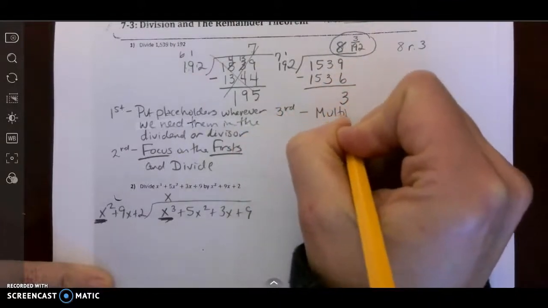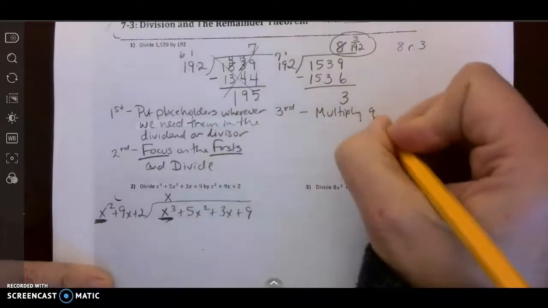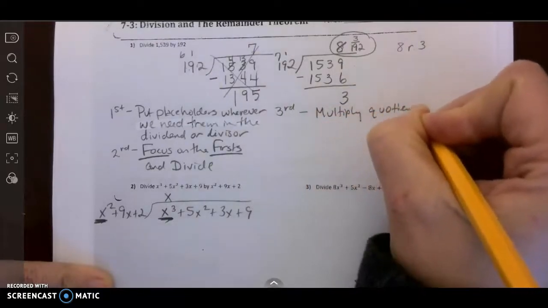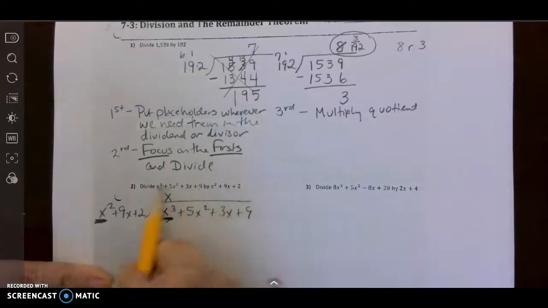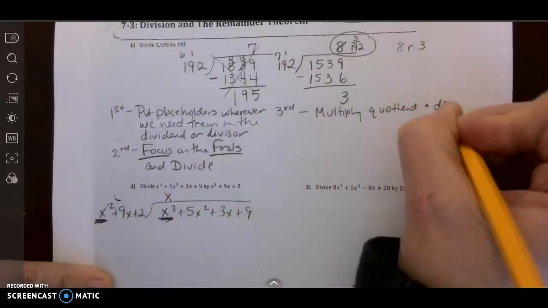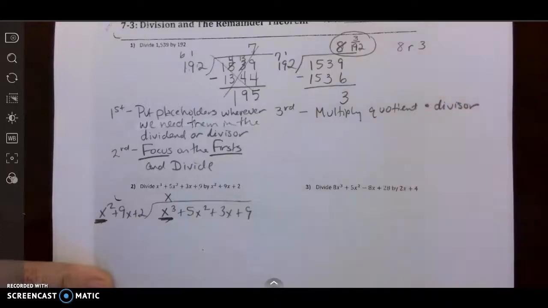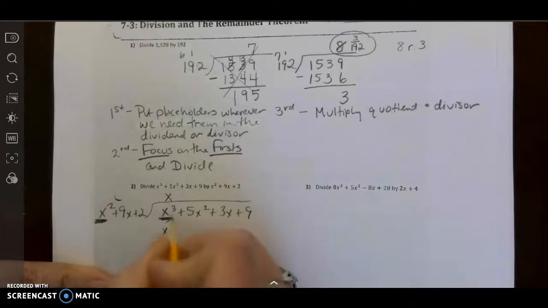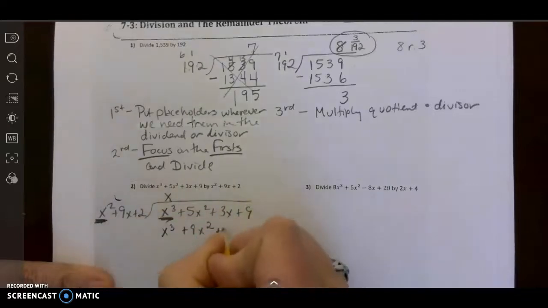I need to take that answer now, brings me to my third step. Multiply the quotient, that's that x that I have there. Anything that goes up here is my quotient. Quotient times divisor. X times x squared is x cubed. X times 9x is 9x squared. X times 2 is 2x.